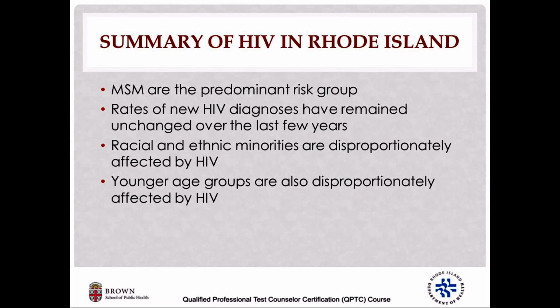To summarize HIV infection in Rhode Island, MSM are the predominant risk group. Approximately 50-60% plus of all new cases are among MSM. The rates of new HIV diagnoses have decreased overall, but have also remained unchanged in the last few years. Different racial and ethnic minority groups, specifically African American and Hispanic Latino groups, are disproportionately affected by HIV. That is the case across the United States as well as in Rhode Island. And younger age groups are also disproportionately affected by HIV.